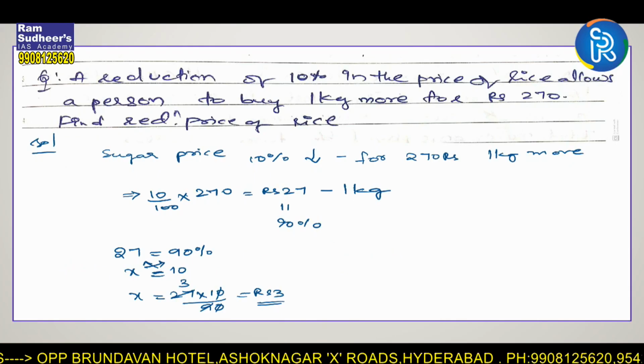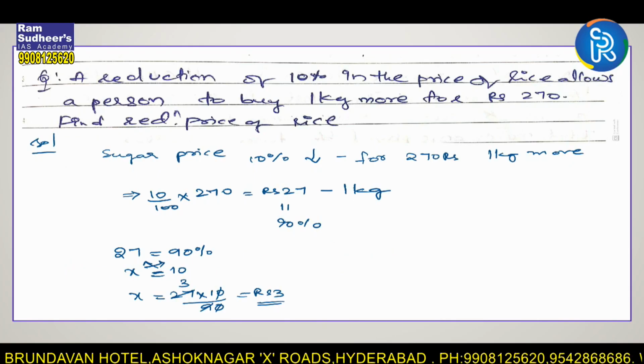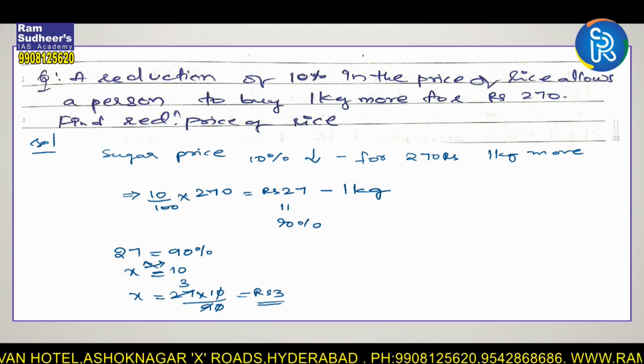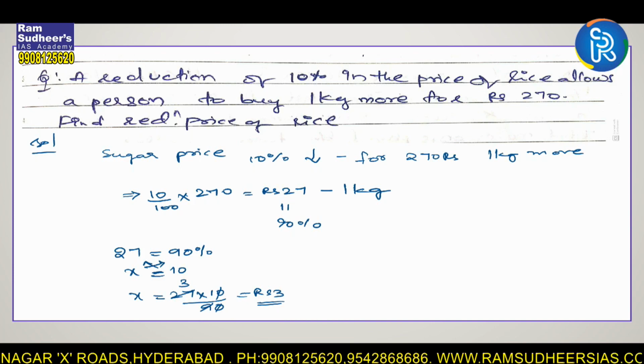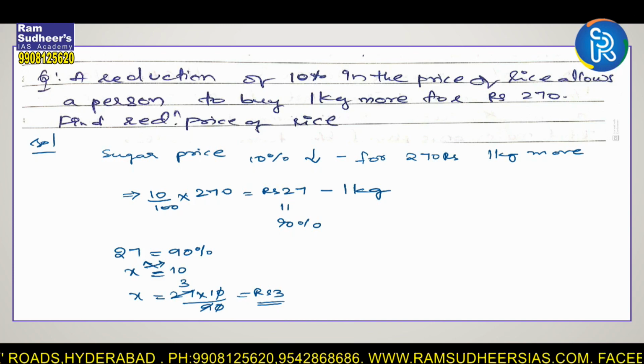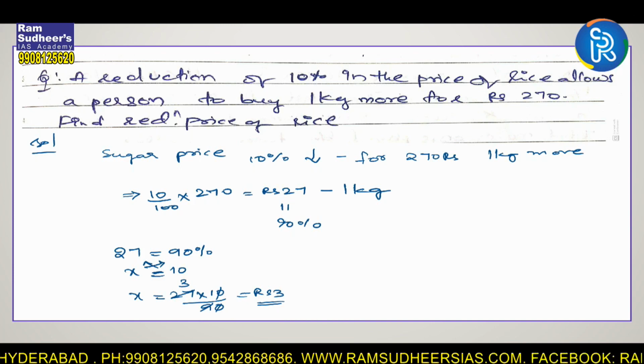Now moving on to the next question. A reduction of 10% in the price of rice allows a person to buy 1 kg more for rupees 270. Find the reduction in the price of rice. I think the question is clear. Let me explain the question.